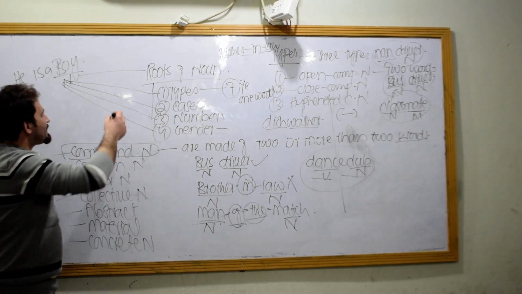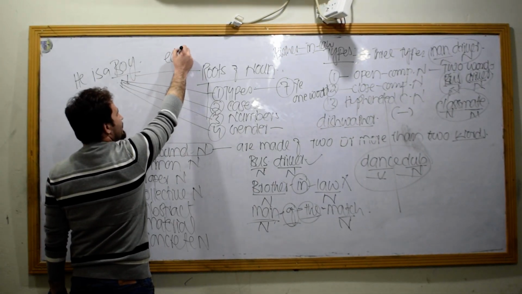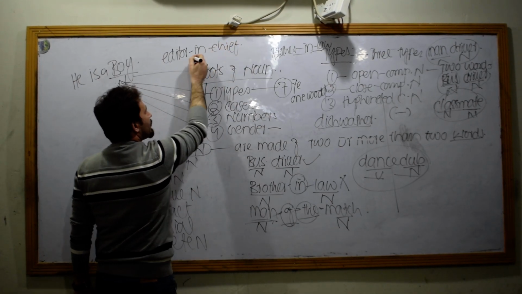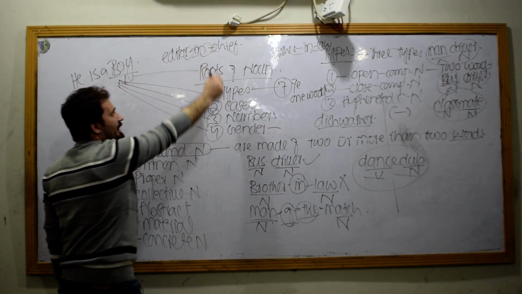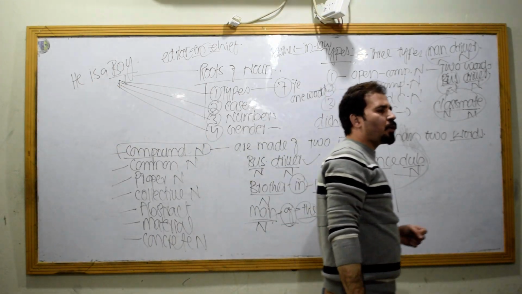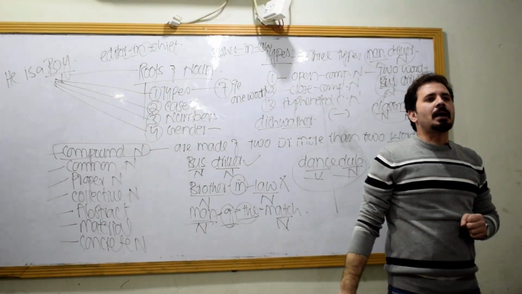Hyphens. For example, if I say editor-in-chief. Very good. Clear? So we are having hyphens here in the word. Whenever there are hyphens in a noun, we call them what? We call them hyphenated compound nouns.